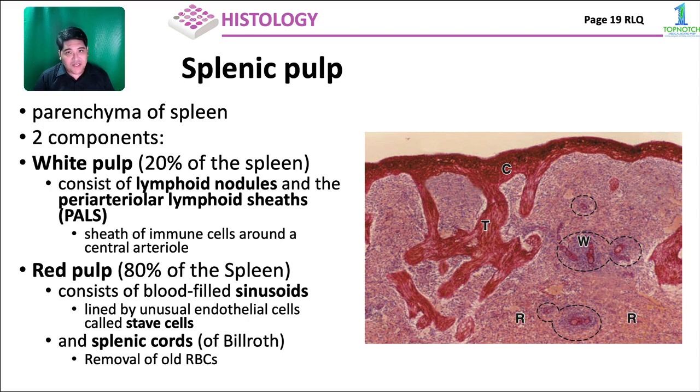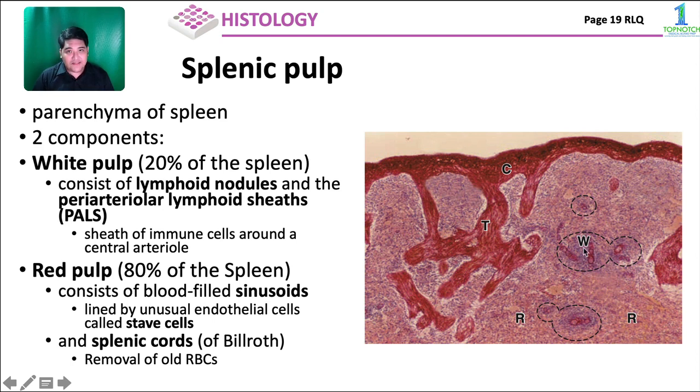Remember that. It is a sheet of immune cells around the central arteriole. So here, as you can see, you have your white pulp here, you have your capsule extending to become your trabecula, and then you have your white pulp here. Kaya konti lang, mas marami ang red pulp.